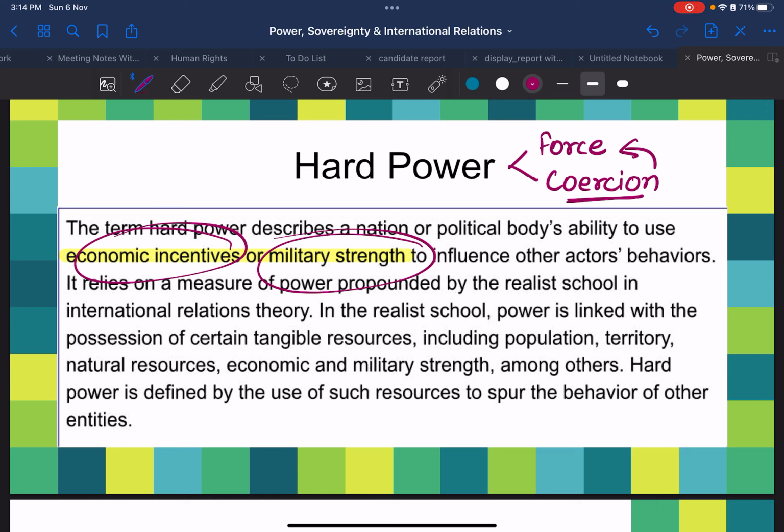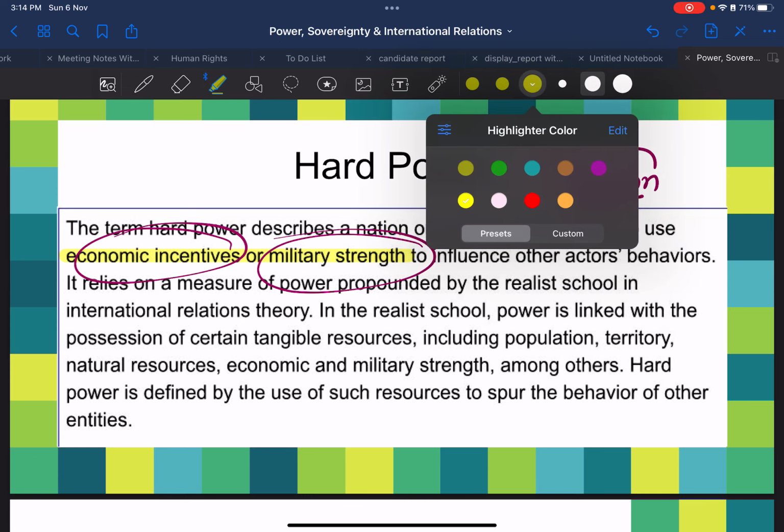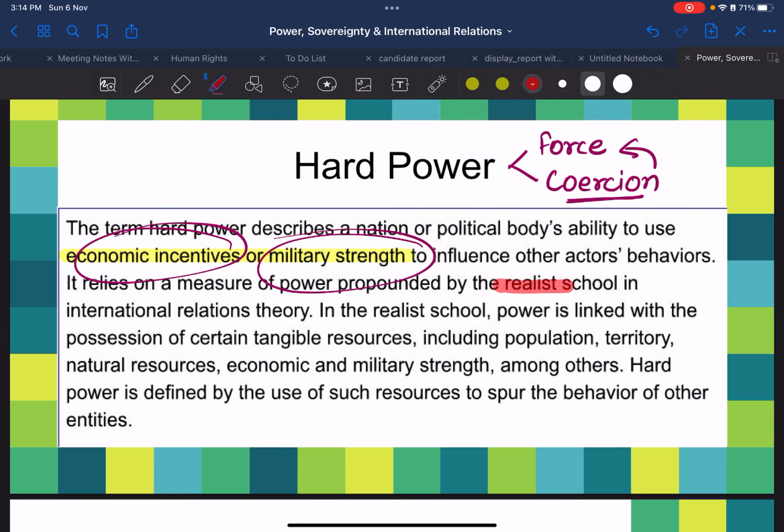It relies on a measure of power propounded by the realist school of thought. So this is highly connected to the realist school of thought, right? Because the realist school of thought believes in hard power, not in soft power. In the realist school, power is linked with the possession of certain tangible resources, including population, territory, natural resources, economic and military strength, among others.